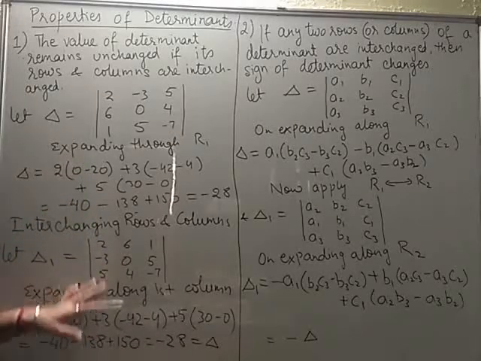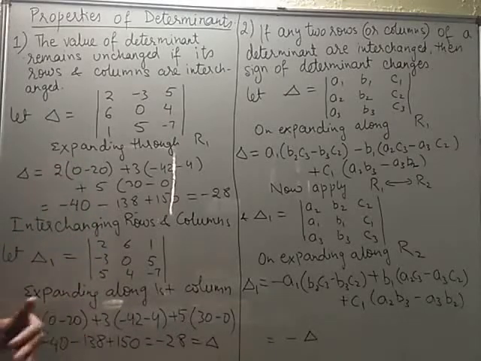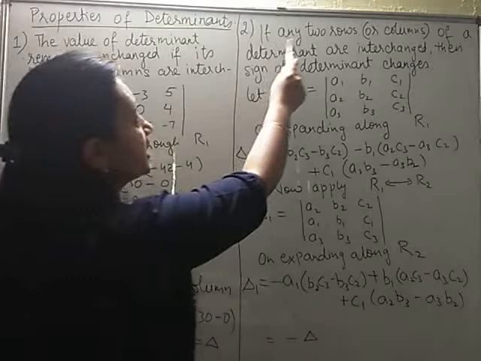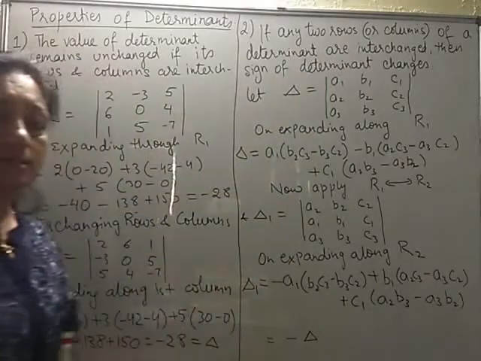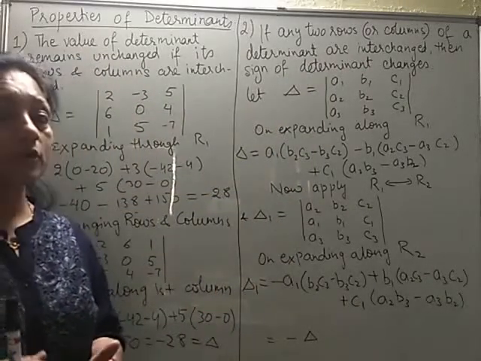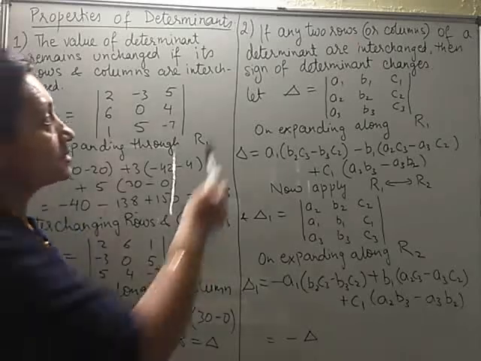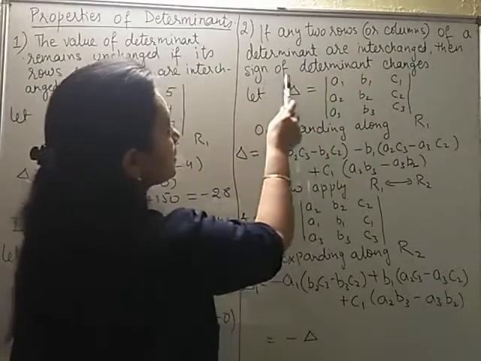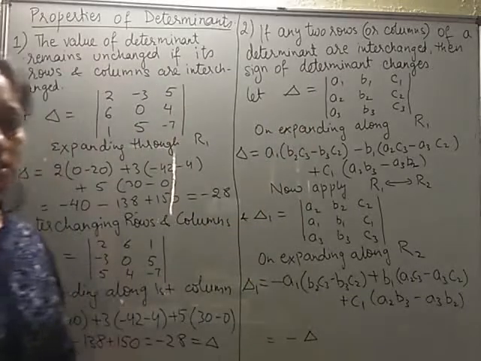So there was no change in the value of the determinant when all its rows were converted into columns or vice versa. Now moving on to the second property, it says if any 2 rows or columns, that means either you are only taking 2 rows or you are only taking 2 columns, of a determinant are interchanged, the sign of determinant changes.